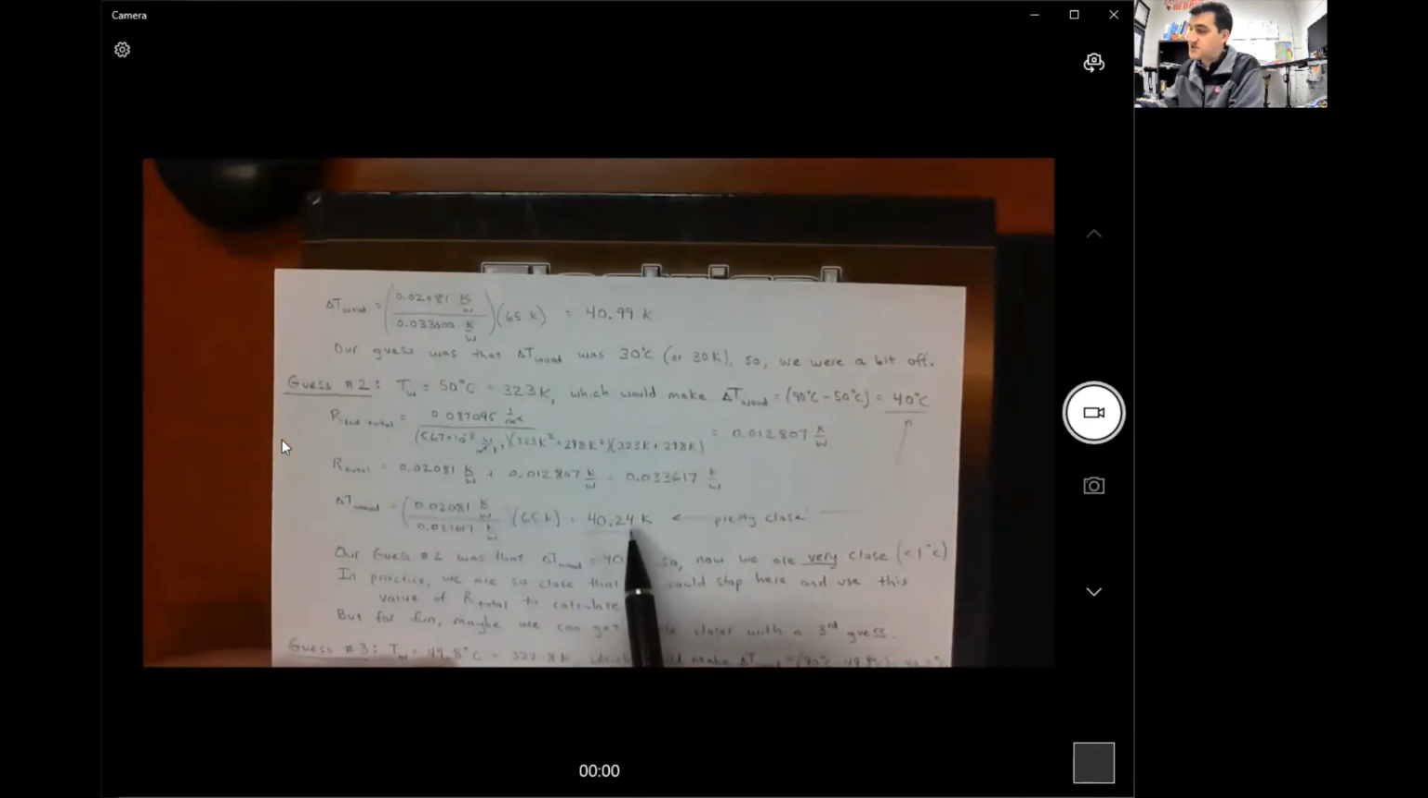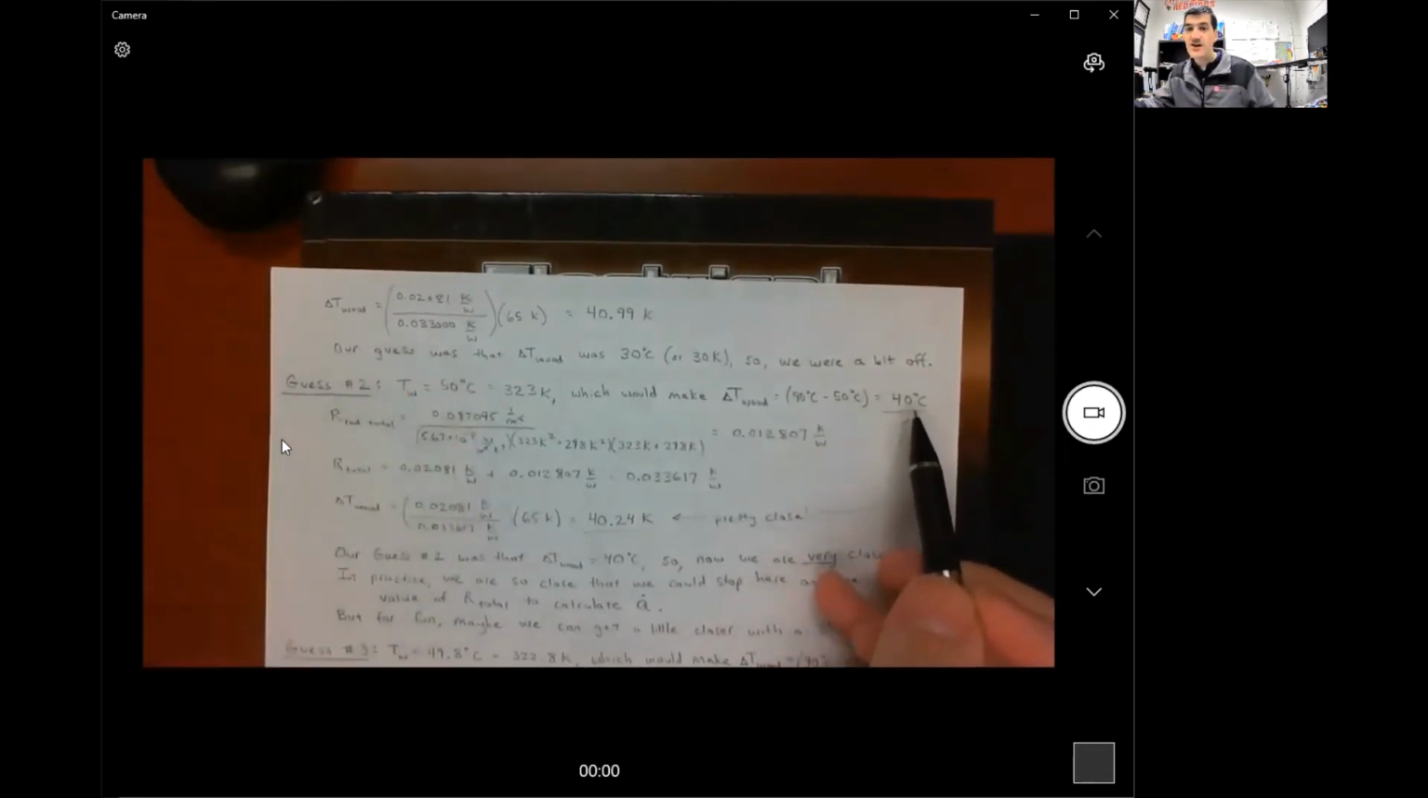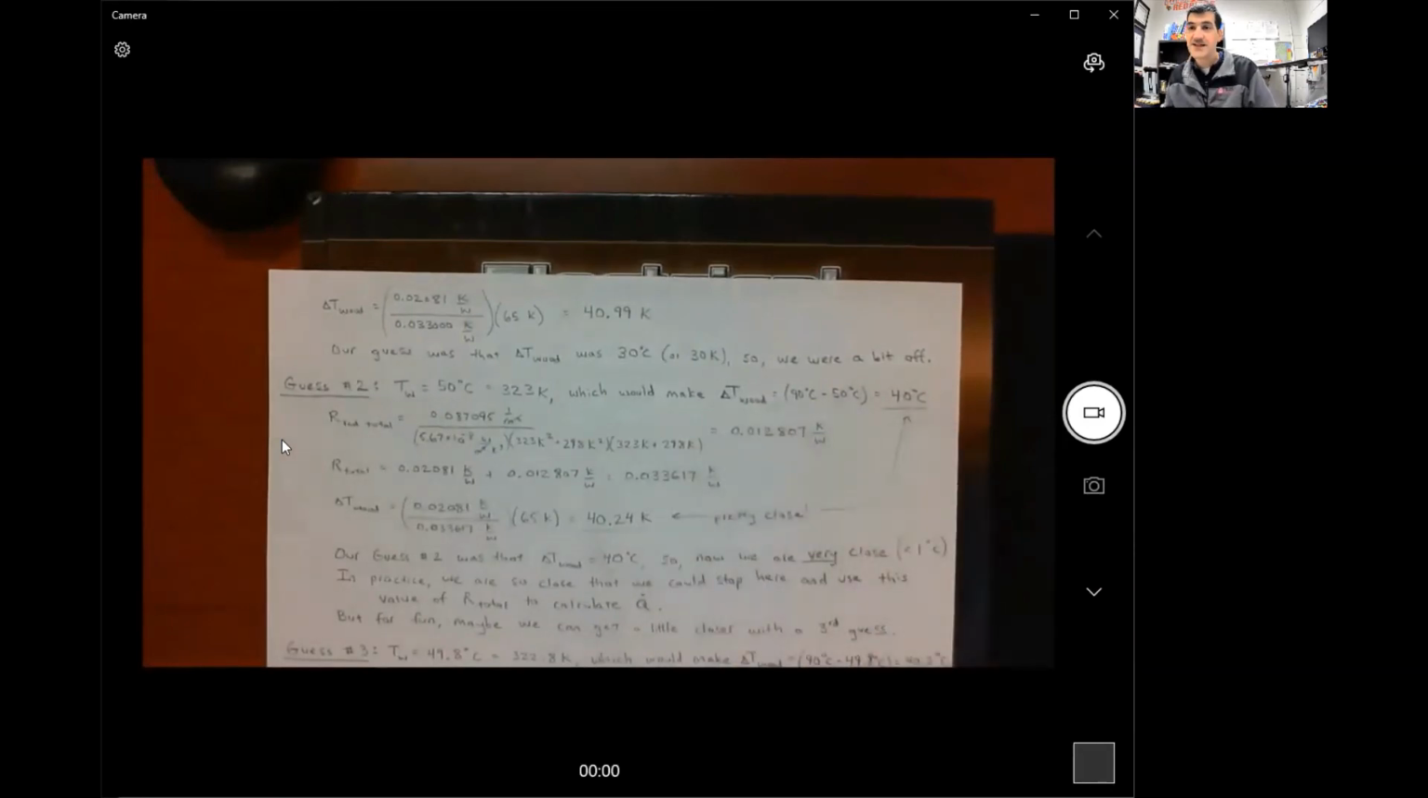And my assumption, which was a wall temperature of 50 degrees Celsius, would give me a delta T across the wood of 40 degrees Celsius. So that's really, really close. That's good enough, honestly. If you're within 1 degree Celsius, that's definitely good enough.